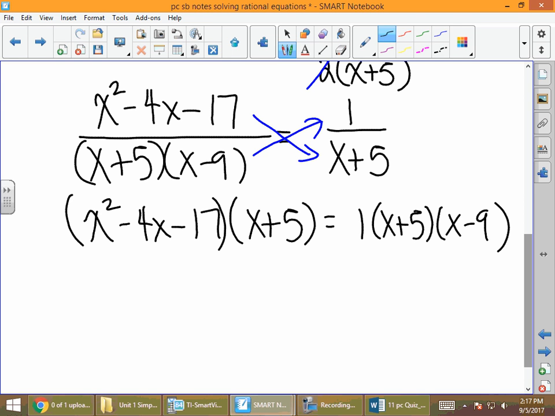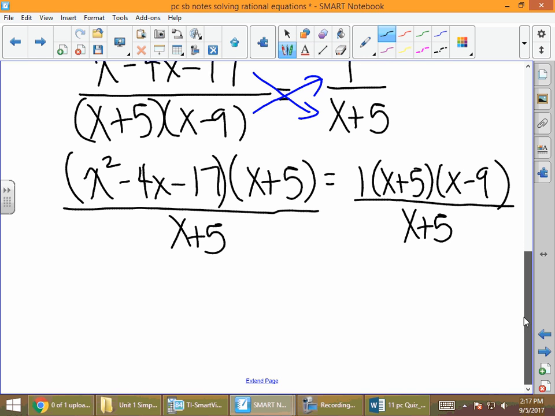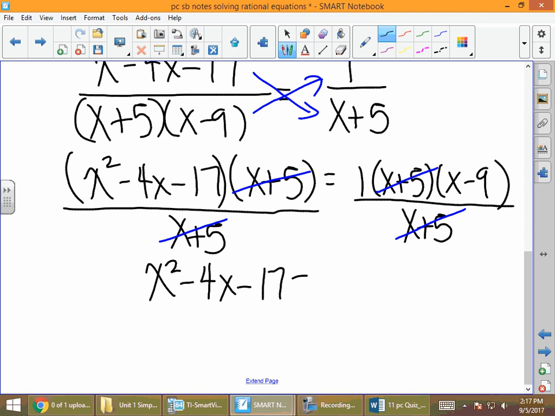And because we have something the same on both, we can divide by x plus 5 on the left, and we can divide by x plus 5 on the right. And x plus 5 divided by x plus 5 is 1. X plus 5 divided by x plus 5 is 1. And now that leaves us with x squared minus 4x minus 17 equals x minus 9.